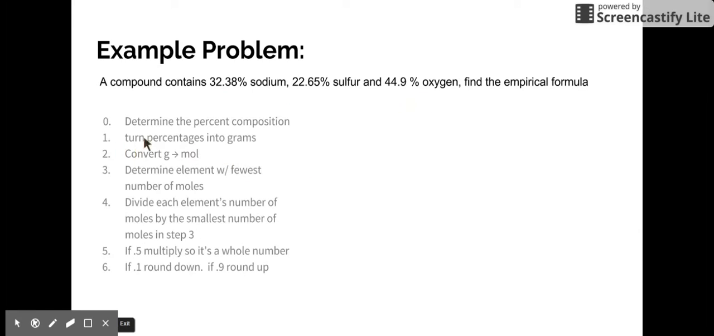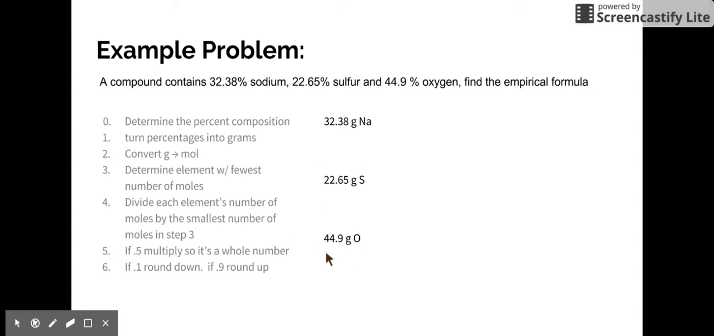Now, part number 1 says turn percentages into grams. This is actually really easy. What scientists do, once they have their compound, to make it easier on themselves, is grab exactly 100 grams of this compound. If they grab 100 grams of this compound, then by default, 32.38% of that must be sodium. On top of that, 22.65% of that must be sulfur. So if we have 100 grams of the compound, then really easily 32.38 grams of that must be sodium, 22.65 of that must be sulfur, and 44.9 of that must be oxygen.